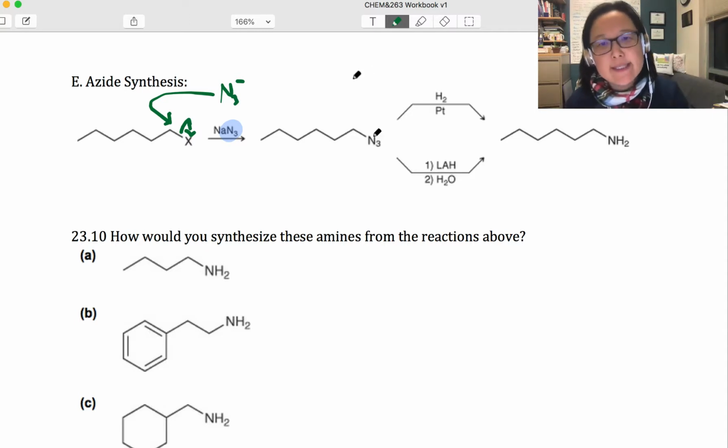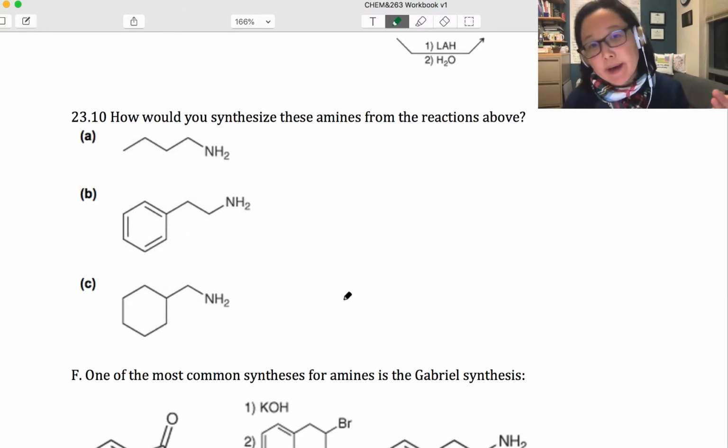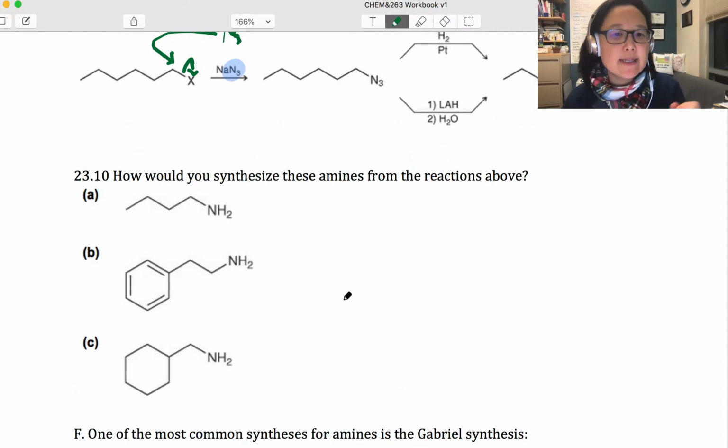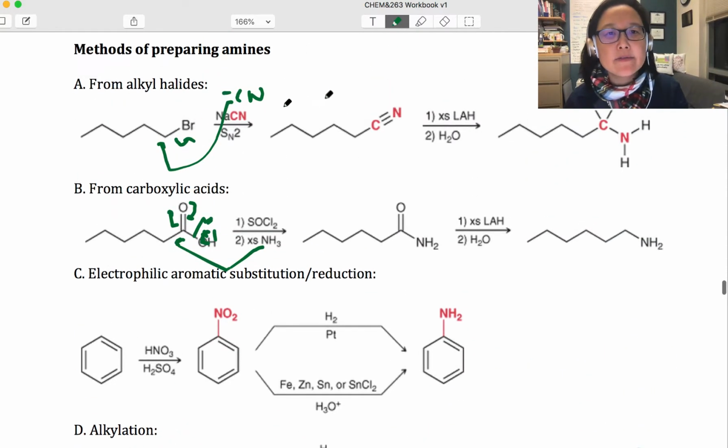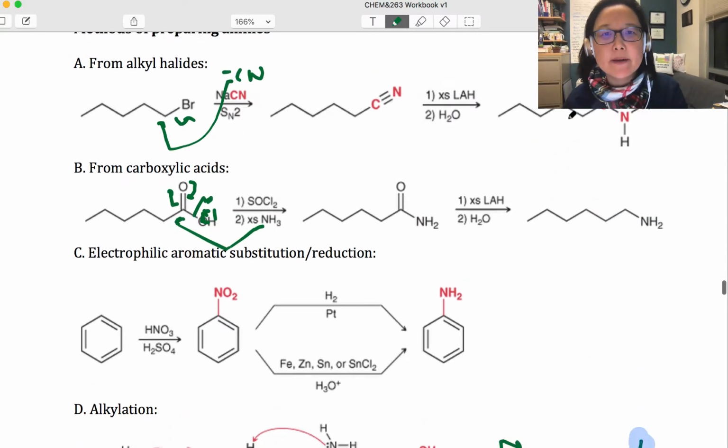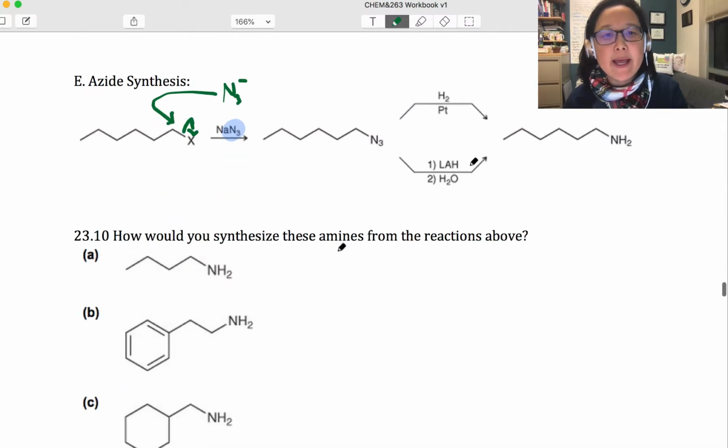How would you synthesize these amines from the reactions above? So let's just take, for example, this first one. How would I synthesize that using this reaction with cyanide? Okay, cyanide followed by lithium aluminum hydride.